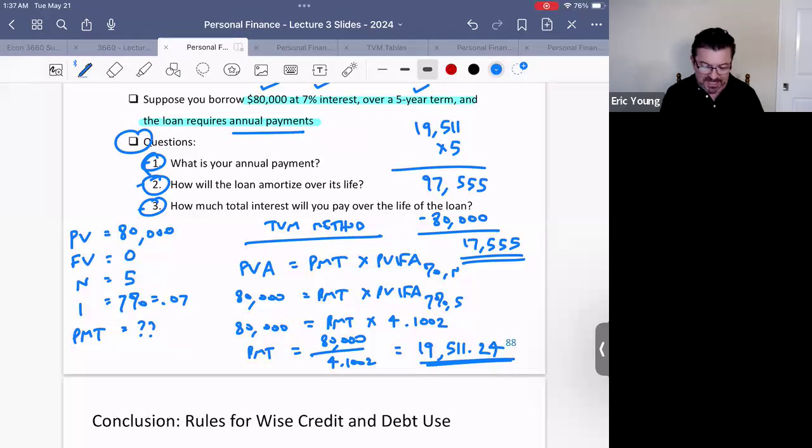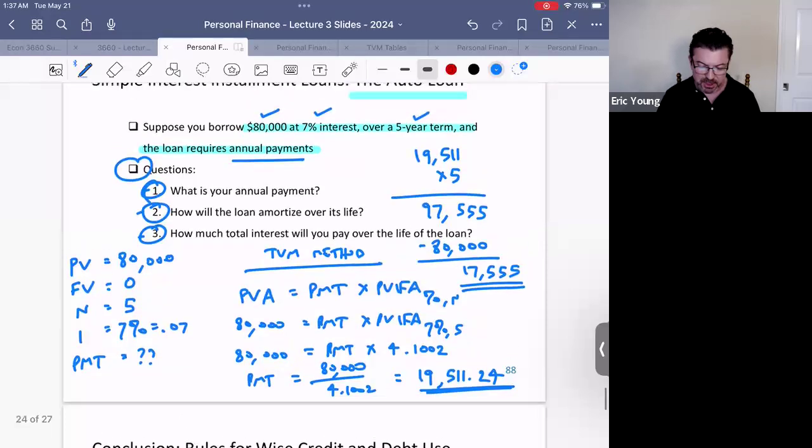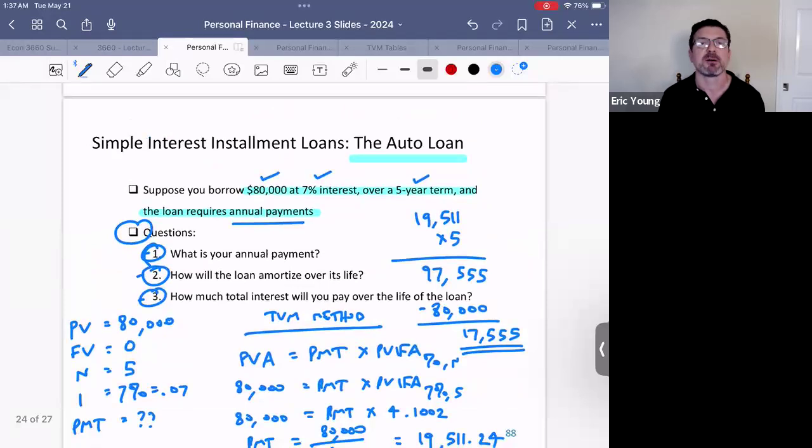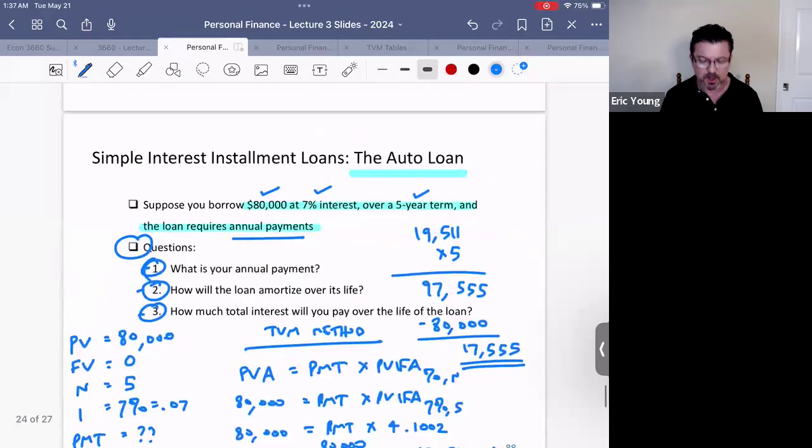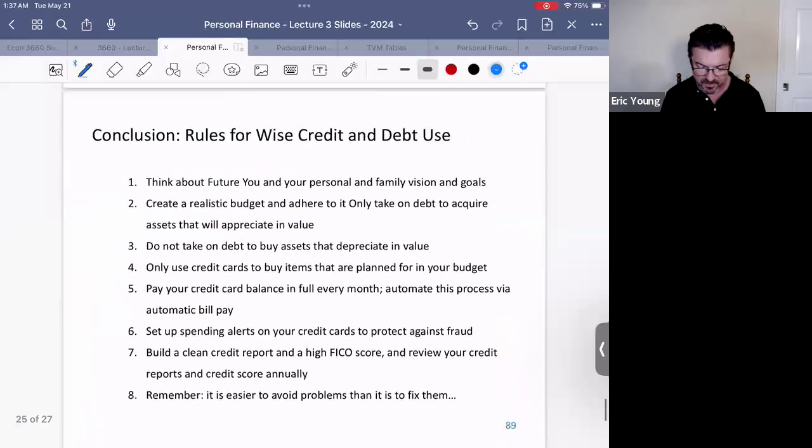But anyway, that's how we run the calculations for the most common type of loan, the auto loan, the mortgage loan, the student loan. They all behave this way, okay? And now we have some exposure to how to calculate both closed-end and open-end debt interest charges. Given all this, let's wrap it up. What are some rules to take away from this?